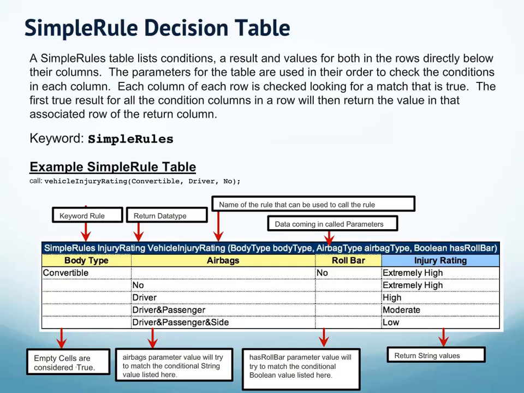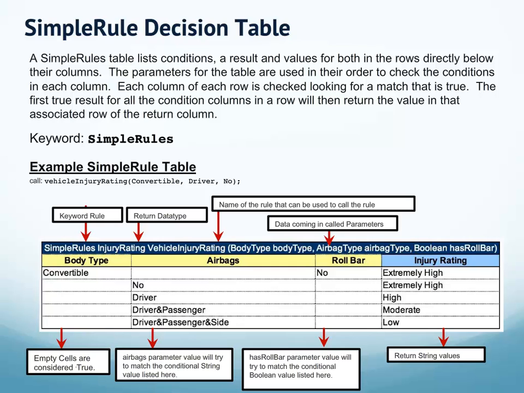below their columns. The parameters for the table are used in the order that they come in to check the conditions in each column. Each column of each row is checked, looking for a match that is true. The first true result for all condition columns in a row will then return the value in that associated row of the return column. So let's look at this example of a simple rule table.